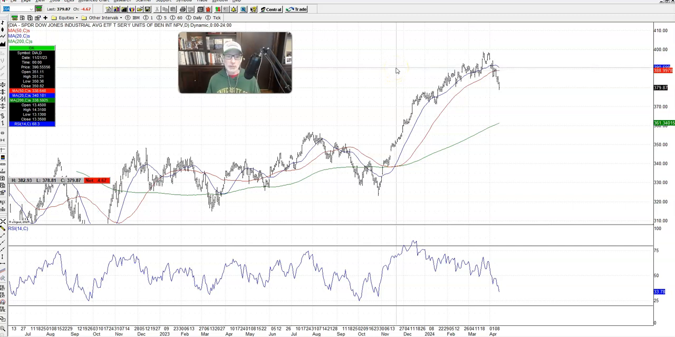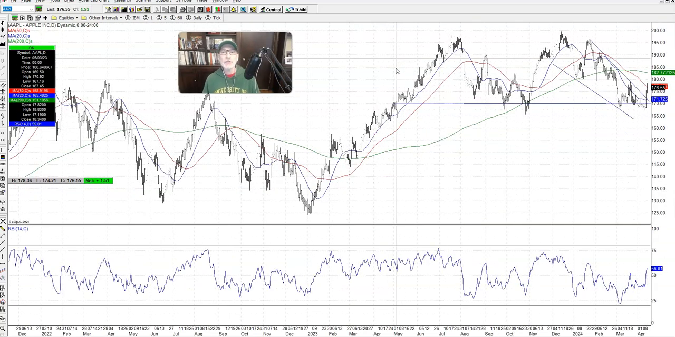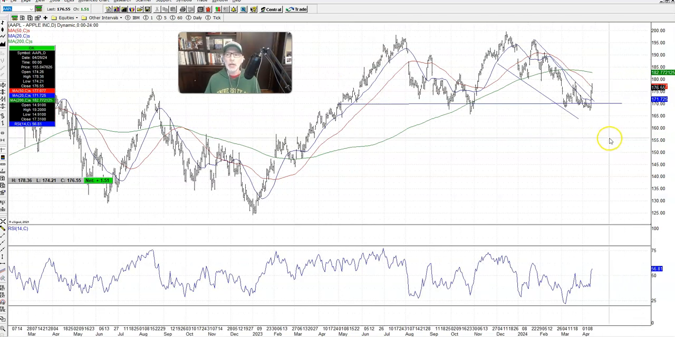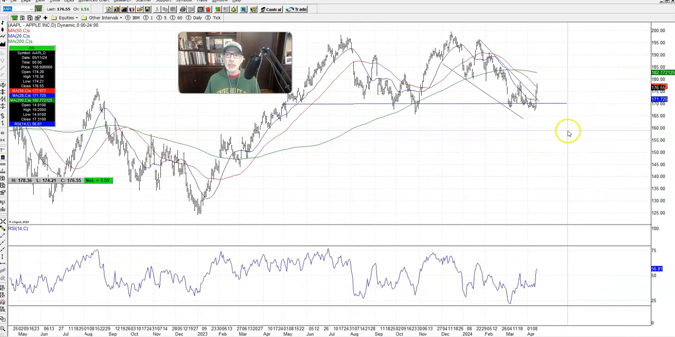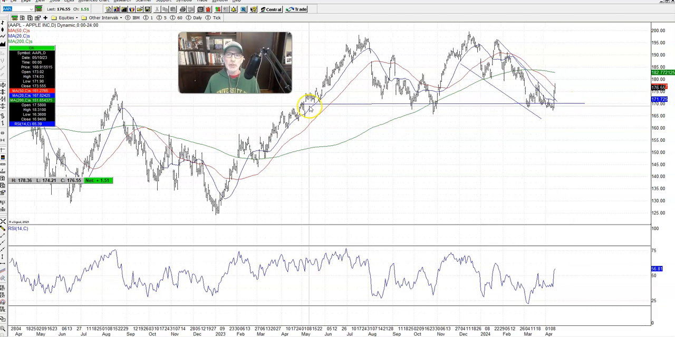So let's start to look at some individual stocks here. We look at the more popular stocks because those are the ones that people trade the most, and that's where a lot of the action is. Okay, so we look at Apple first. And if you've been watching my videos in the past, you know that we've been talking about Apple. We've been talking about this $170 level being the make or break point for Apple. It had come down here a number of times. So we drew the support line.